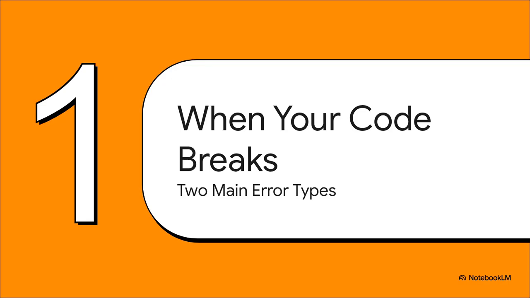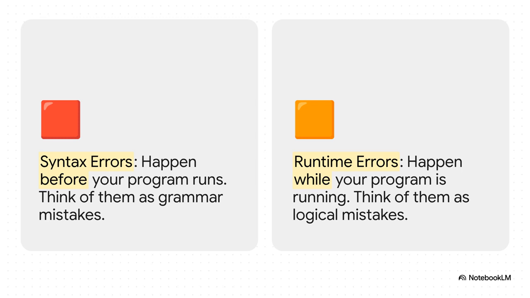Okay, first things first. When your code breaks, before you can even think about fixing it, you have to know what you're dealing with. Because, and this is key, not all errors in Python are created equal. There are two main kinds. And here's the fundamental difference. On one side, you've got syntax errors. The easiest way to think about these is like bad grammar. Python literally looks at your code and says, sorry, I don't understand this sentence.